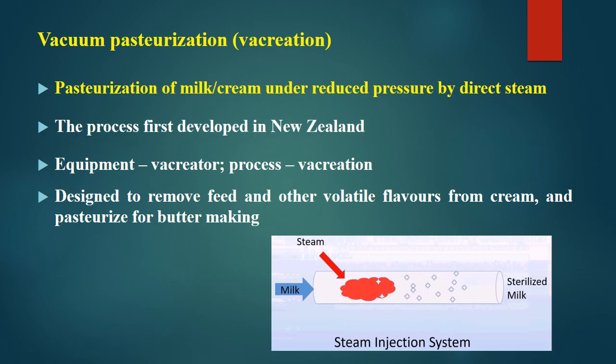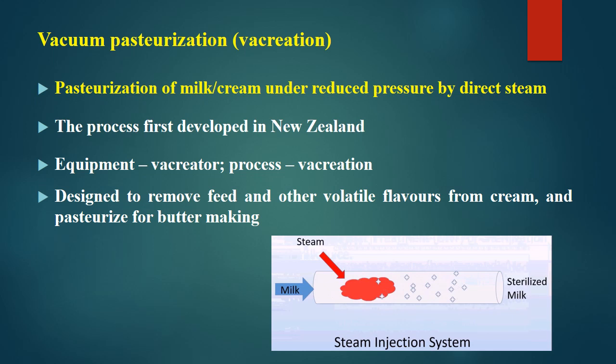So I have discussed in detail about HTST pasteurization, but I mentioned at the beginning there are other methods of pasteurization. So here is a method called vacuum pasteurization, or also called vacreation. So here pasteurization of milk or cream is done under reduced pressure by applying direct steam. So under low pressure, that is why vacuum, and direct steam is applied, as you can see in the diagram.